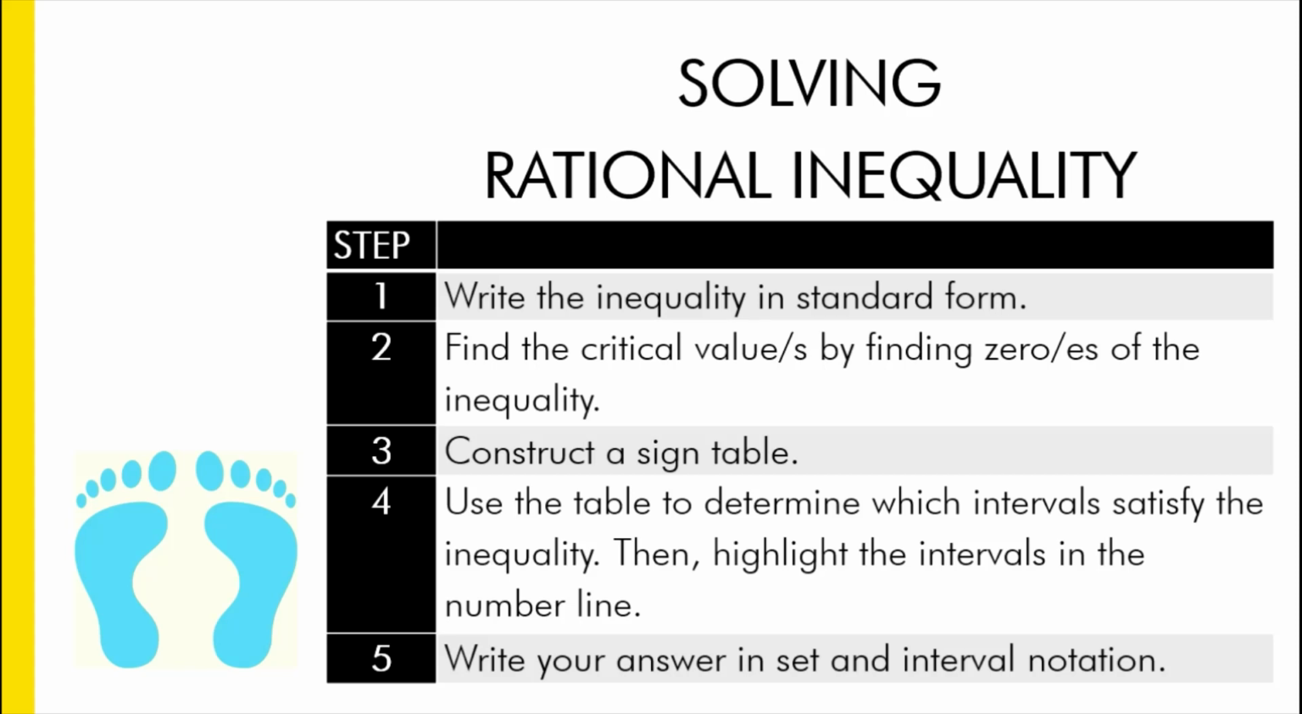So number one, write the inequality in standard form. Number two, find the critical value by finding zeros of the inequality. Number three, construct a sign table. Number four, use the table to determine which intervals satisfy the inequality. Then, highlight the intervals in the number line. The number 5, write your answer in set and interval notation.